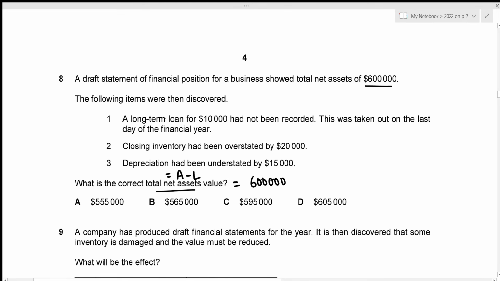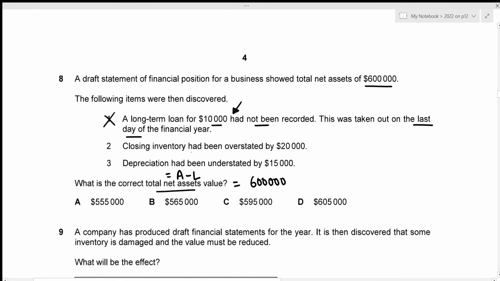Now, the first item is a long-term loan for 10,000 had not been recorded. This was taken out on the last day of the financial year. So remember that it has been taken out on the last day. So we do not have to pay any sort of interest on this long-term loan, which means that we should not be including this amount in our total net assets value for this year. So we can just completely skip this item.